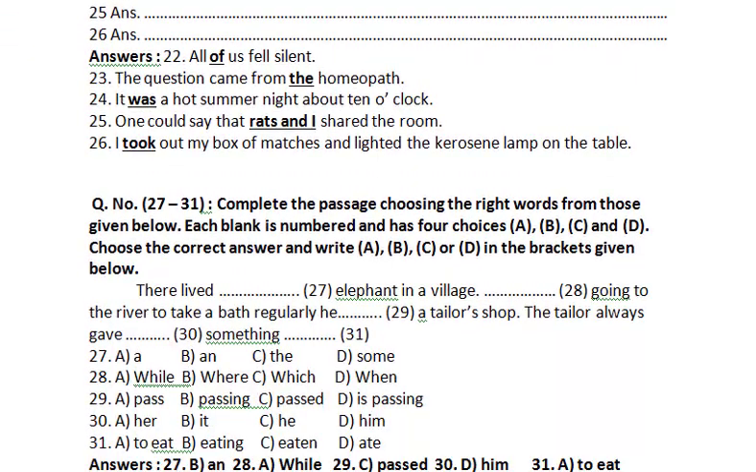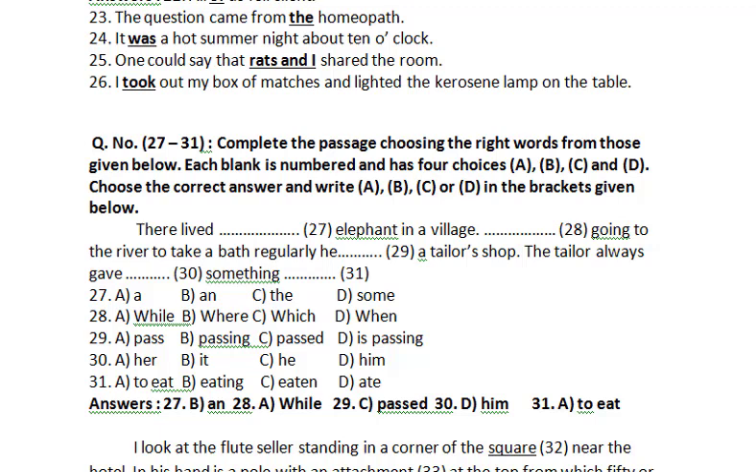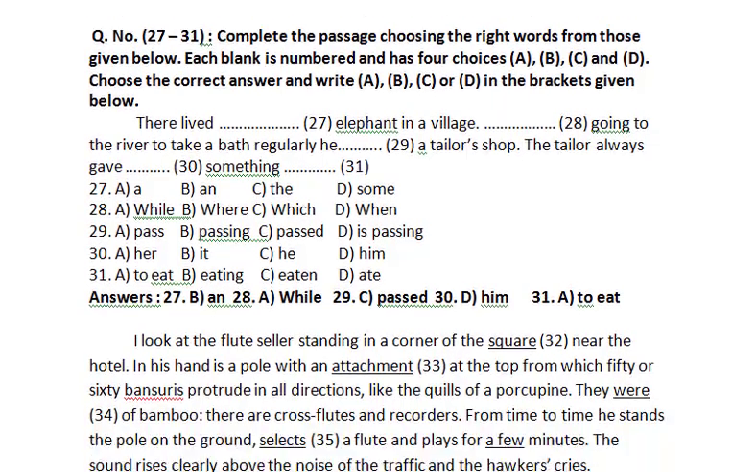And 27 to 31, there lived dash elephant in a village. Well, it's obvious that even this question is a general one. This is called closed test. Closed test is nothing but a passage with some missing words and options following the passage. And here you have the answers. So how to present the answers here? If you have brackets here, you can simply write the correct option here. If there are no brackets here, you can write the correct or corresponding option there, the word.